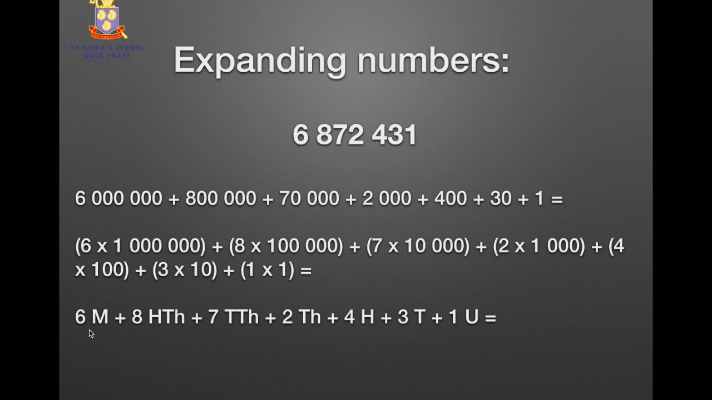And the final way, 6 million, and the millions represented by a capital M, so 6 million plus 800,000 plus 7 tens of thousands plus 2 thousands plus 4 hundreds plus 3 tens plus 1 unit.